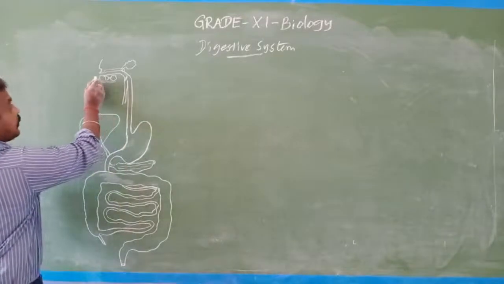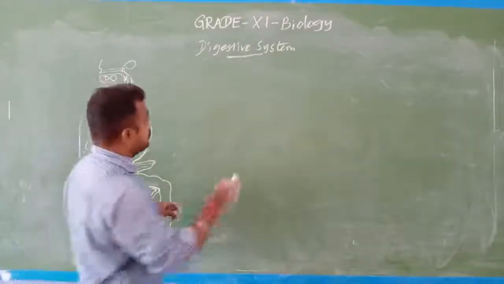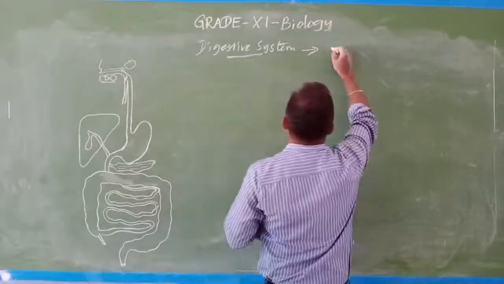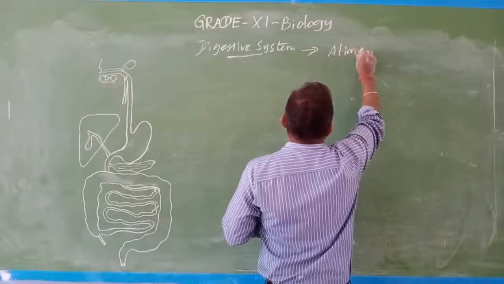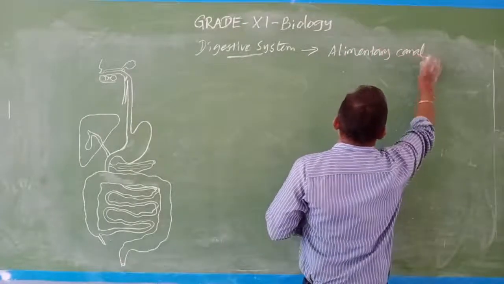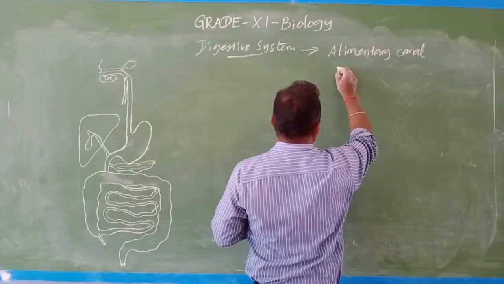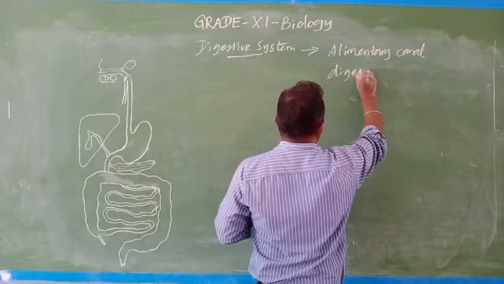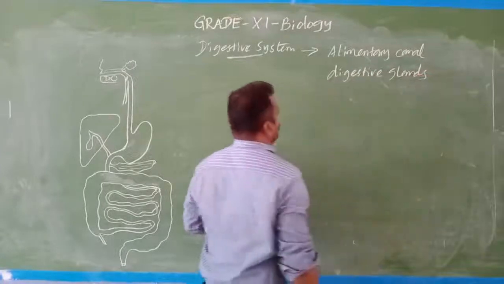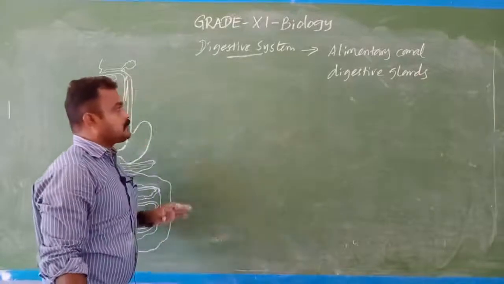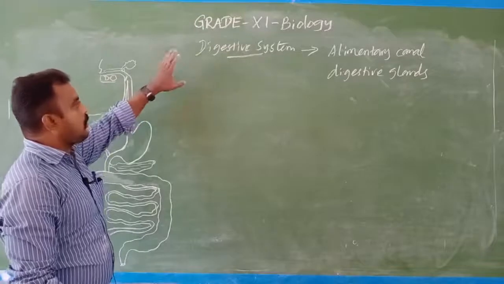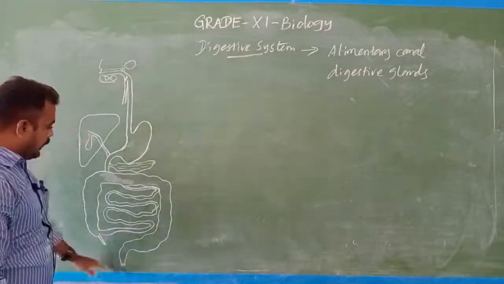So here the digestive system consists of two main parts. One is the alimentary canal and the other is the accessory glands or digestive glands. So the alimentary canal and digestive glands are present in the digestive system. The digestive system starts from the mouth and goes to the anus.